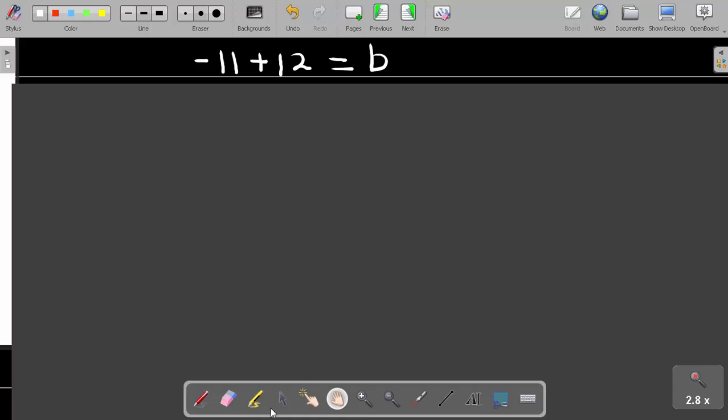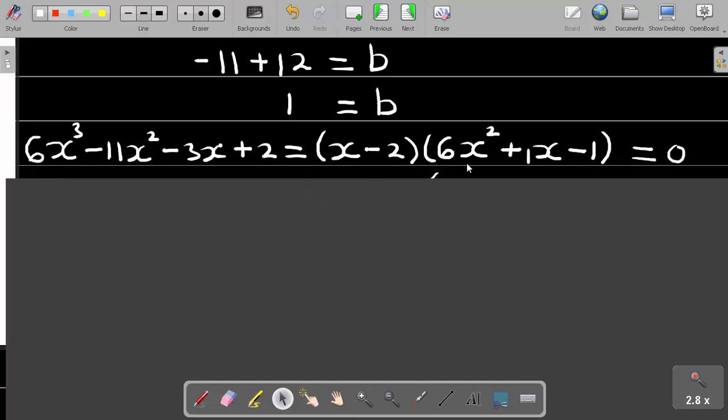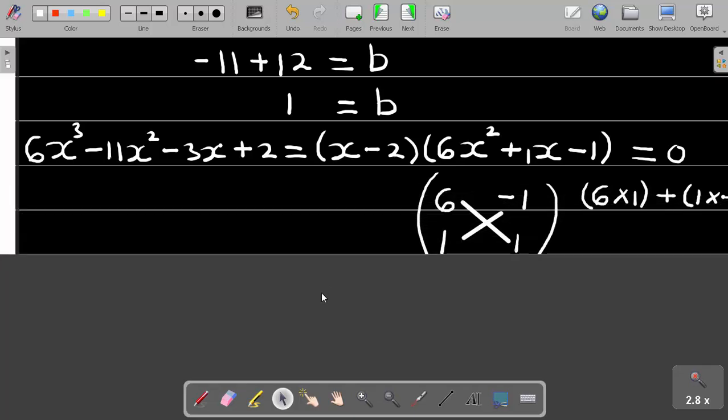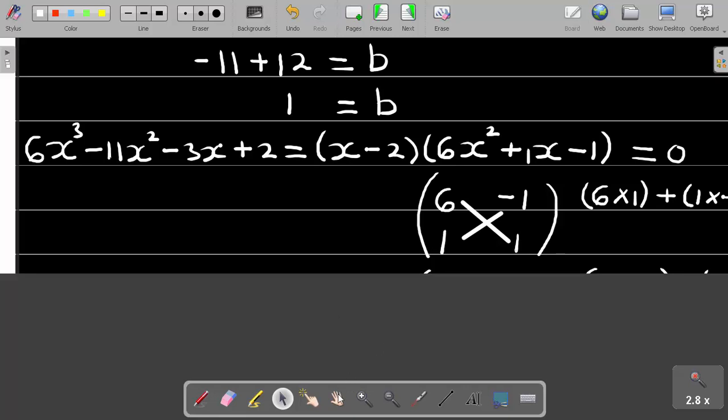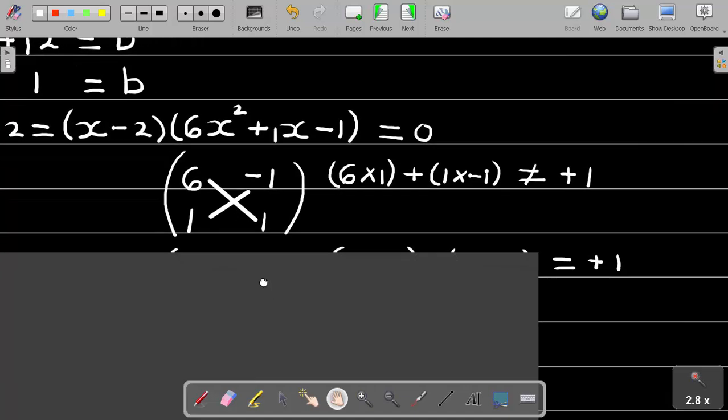So after getting b as 1, I go back and I substitute. Where I was having b, I put positive 1 here. So now I'm solving x minus 2 into 6x squared plus 1x minus 1 equals 0. Now here I can use the quadratic formula, or I can use the cross method to solve this one here. So either x equals 2, because of the 0 here, or now this cross method, this is how it works here. You do it in grade 10.